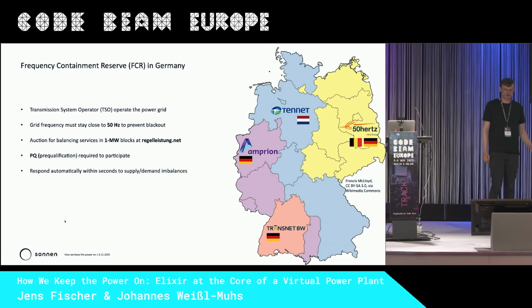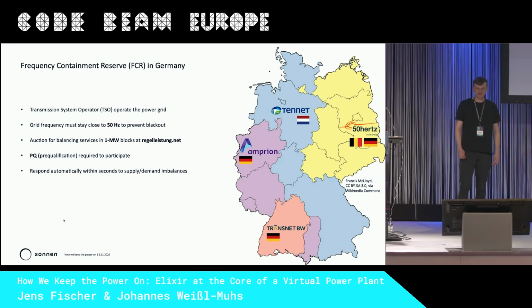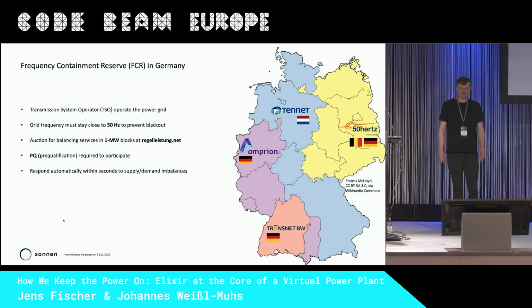You can see Germany is divided into 4 zones, which you might not know. The TSOs are responsible to stabilize the power grid and use something like FCR. This is the fastest product. There are slower ones as well. It's an open market. You can participate if you pass a so-called PQ test, pre-qualification. It is a very rigid, strict test, and if you pass it, you can participate. And if you mess up, you lose it. Then it's very bad.